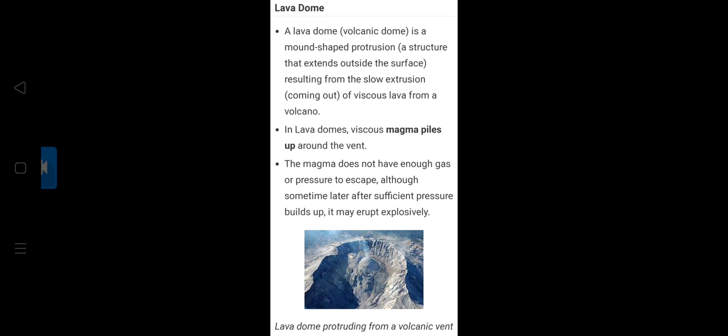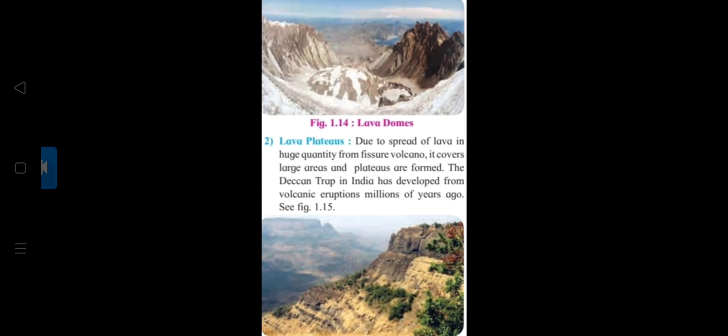In lava domes, viscous magma piles up around the vent. The magma does not have enough gas or pressure to escape, although sometimes later, after sufficient pressure builds up, it may erupt explosively. So this is how a lava dome is described. Now, how does it protrude from a volcanic vent? This is how it protrudes. Look at the picture over here, page number 11, figure 1.14.